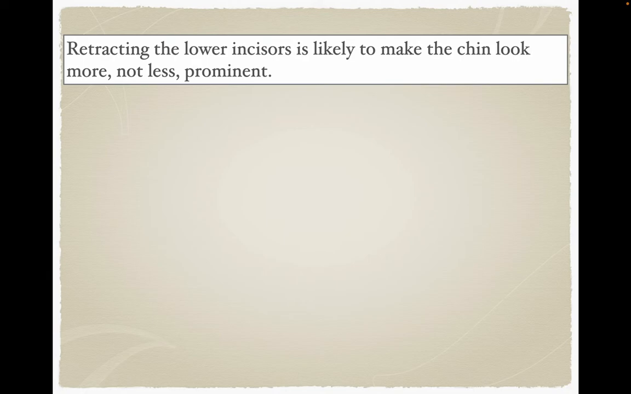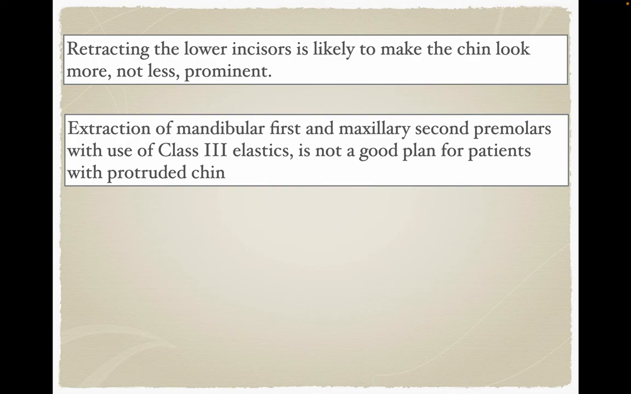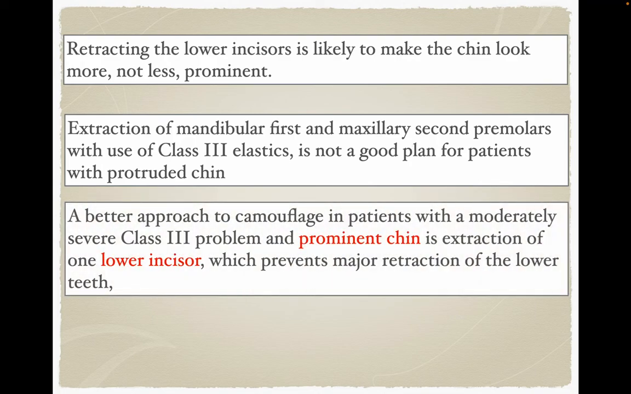So just remember, retracting the lower incisors is likely to make the chin look worse, not better. Now, to overcome this problem, an extraction here of the mandibular first molar and second premolar with a class 3 elastic is not the best option for a patient with a compromised profile. And you remember that when you treat a patient with a class 3, if he has a prominent chin, try not to extract, or if you have to extract, extract the lower incisors. That will not affect the patient's profile.